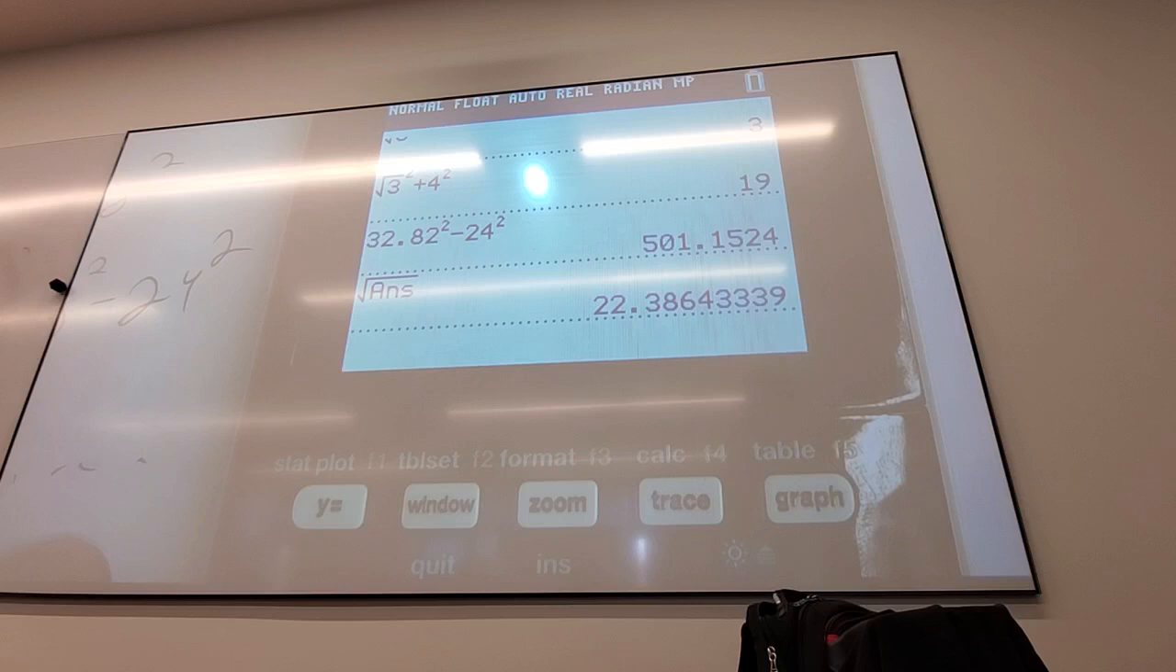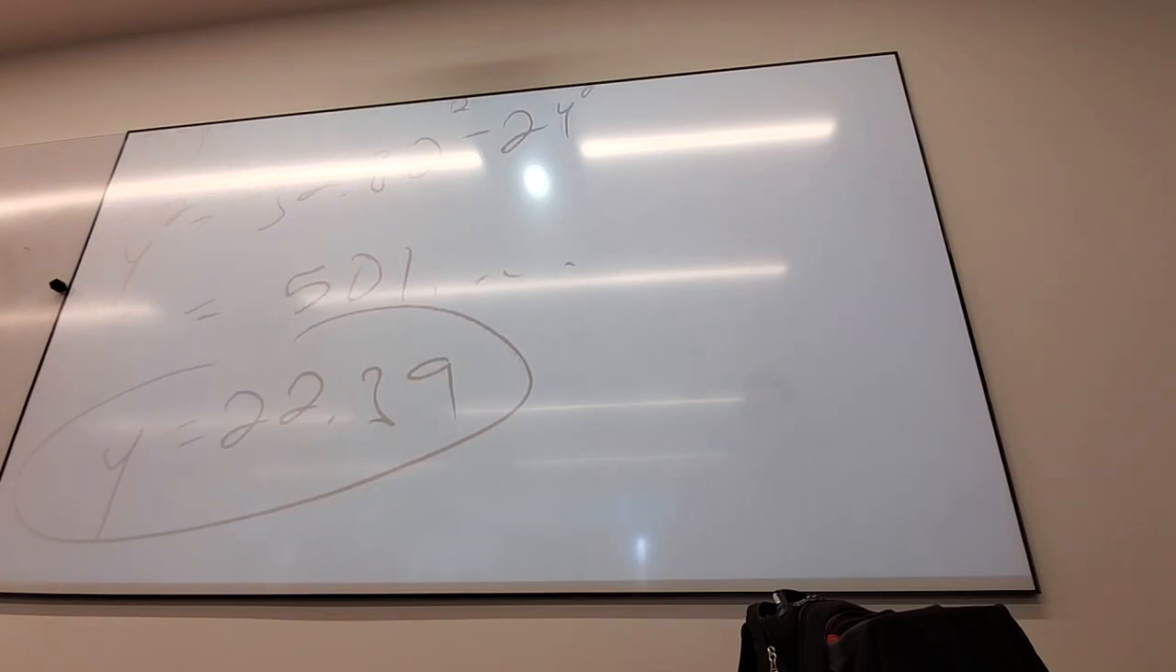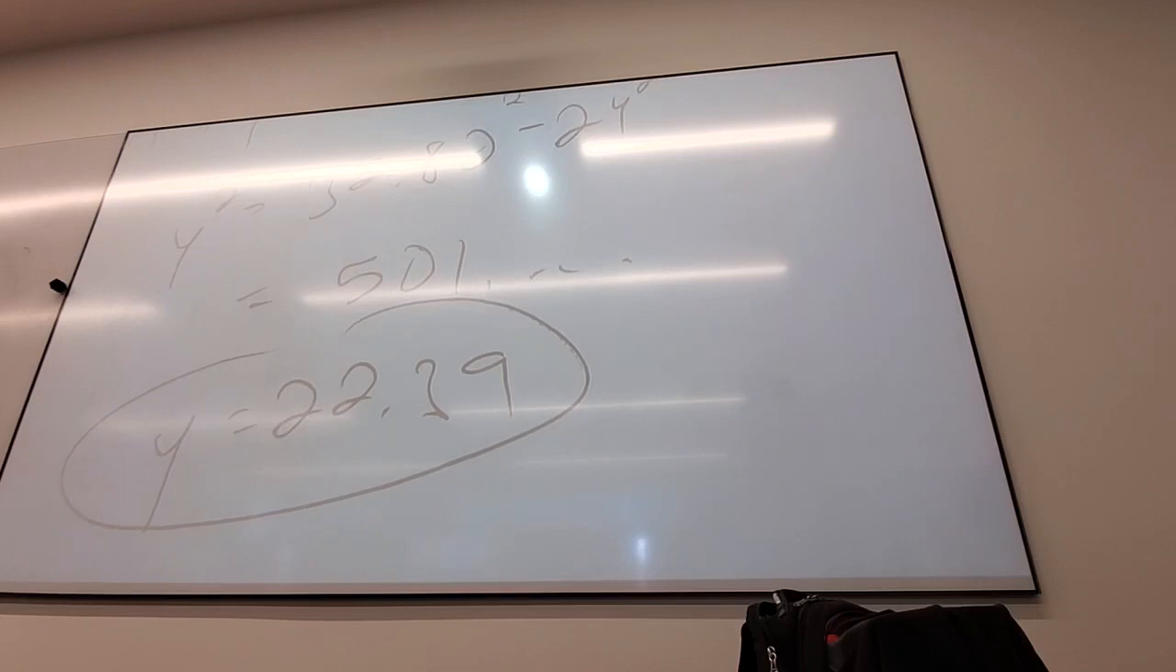Bam. Especially when there's like a billion decimal places, I don't want to have to copy it all. I can just hit that button, and it knows I mean the last number that showed up. That's the immediate memory spot on the calculator. So then we get y equals 22.39. I'll get there eventually.